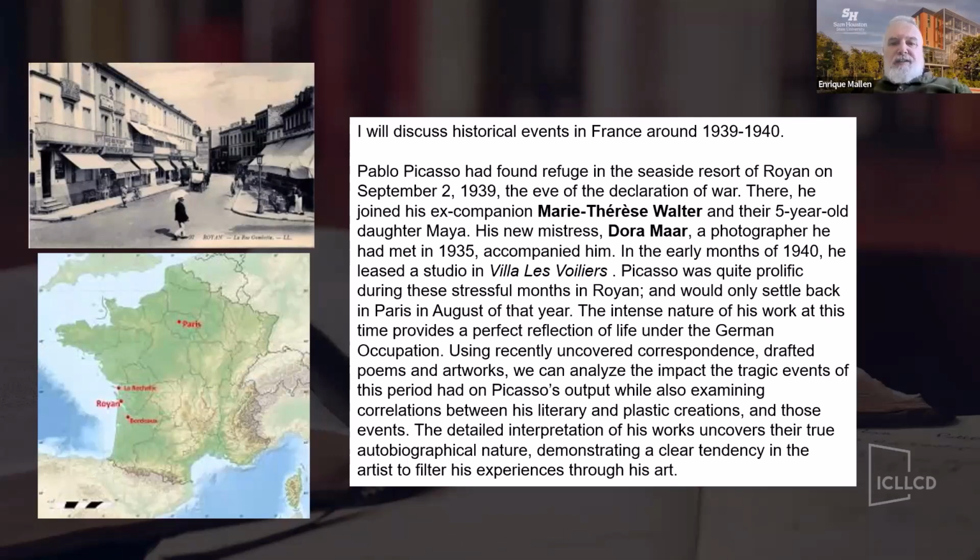Picasso was quite prolific during these stressful months in Royan and would only settle back in Paris in August of that year. The intense nature of his work at this time provides a perfect reflection of life under the German occupation. Using recently uncovered correspondence, drafted poems, and artworks, we can analyze the impact the tragic events of this period had on Picasso's output, while also examining correlations between his literary and plastic creations and those events. The detailed interpretation of his works uncovers their true autobiographical nature, demonstrating a clear tendency in the artist to filter his experiences through his art.